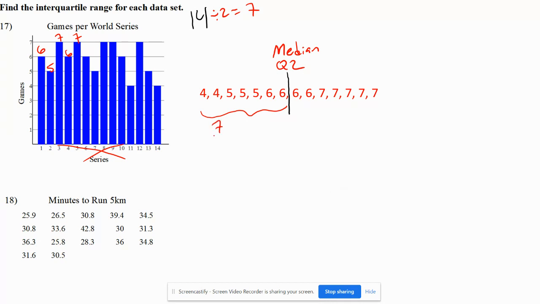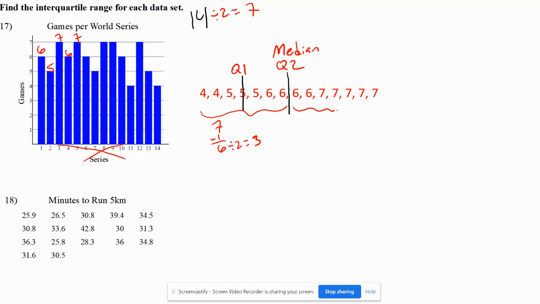7 is not an even number, so let me subtract 1 to make it even. 6 divided by 2 is 3. So now let me draw a line such that I have 3 numbers on each side. That line is quarter 1.